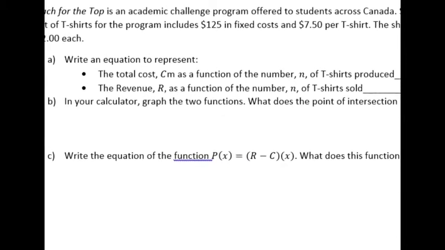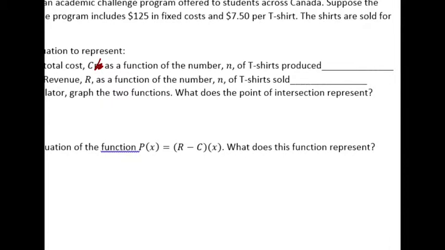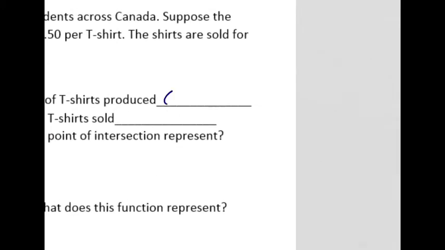Okay, so we're going to write two equations. One to represent the total cost. There should be no M there. That's a typo. Okay, so the total cost C as a function of N, the number of shirts. All right, so what would that look like? C of N equals 125 plus 7.50 N, right? This is how much it costs to buy N number of shirts.